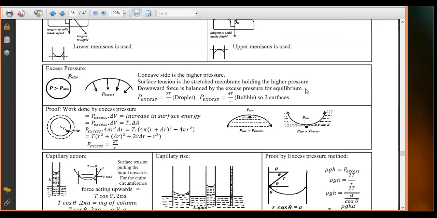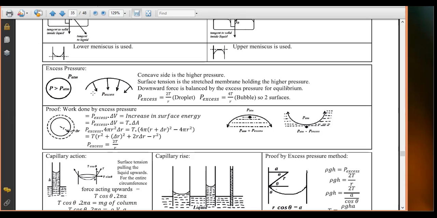We talked about excess pressure, right? I told you when you blow a balloon, the pressure inside is higher. So the balloon membrane is having an elastic force acting this way, which means that when there is a force this way, how come the membrane is not moving? Because there must be an equal and opposite force.